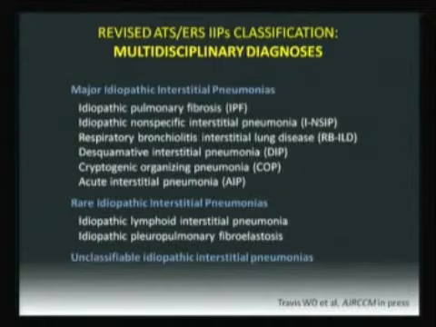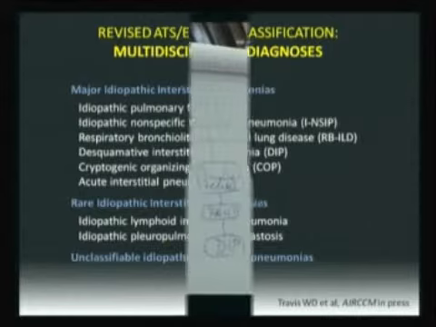So, if you have a patient discharged from your ward with a diagnosis of unclassifiable IIP, it doesn't mean that you are not able to make a diagnosis. It means they go into a category that we are not able yet to diagnose. Unclassifiable IIP now is an acceptable diagnosis for patients with interstitial idiopathic pneumonia.